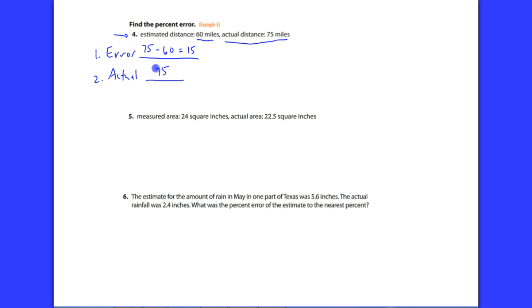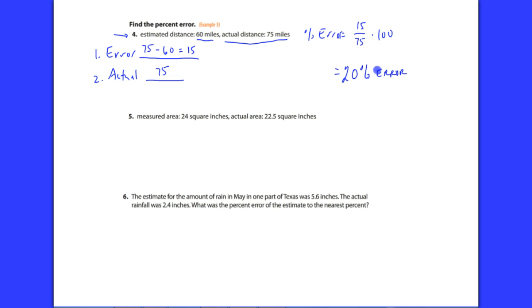So again, what we're figuring out here is the percentage of your mistake compared to what it actually is. So to find the percent of error, we take this error, which is 15, error equals 15 divided by the actual distance, which is 75. And then we multiply that times 100. So you stick 15 divided by 75, multiply that times 100. That comes out to be 20% error.